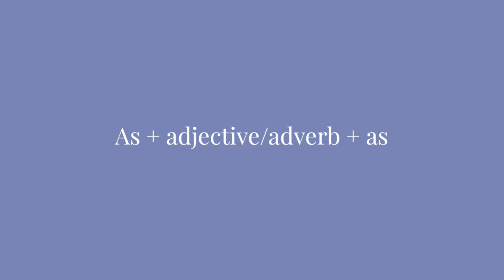Typically, we use as with an adjective, as, or as with an adverb, as. And when we use this structure, we're indicating that two things have an equal level of quality or equal characteristics, or that the quality or characteristics are extremely similar to each other. To help demonstrate this, I have multiple examples I want to share with you.